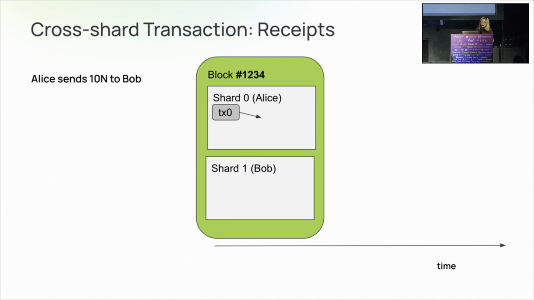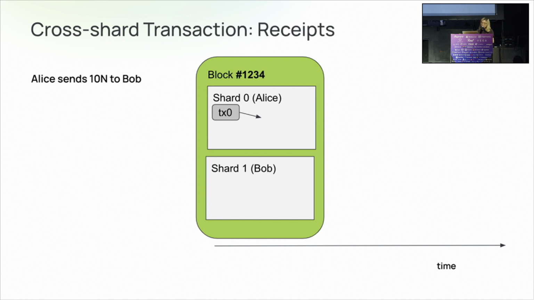And now we're ready to talk about the first challenge, and that is cross-shard transactions. So cross-shard transactions are transactions that involve accounts on different shards. Think about this simple example. Alice wants to send 10 NEAR to Bob, but Alice's account is at shard 0, and Bob's account is at shard 1. And here's how this transaction will be processed at NEAR.